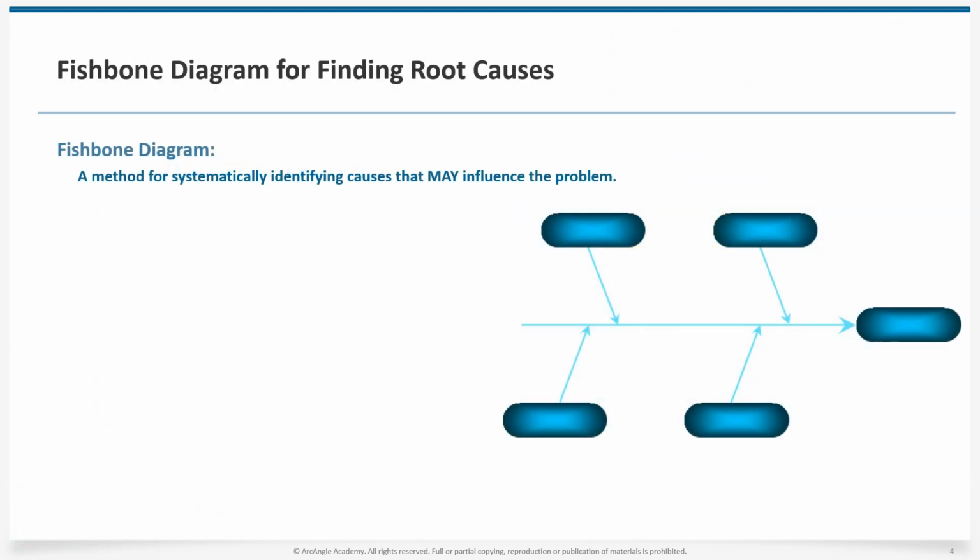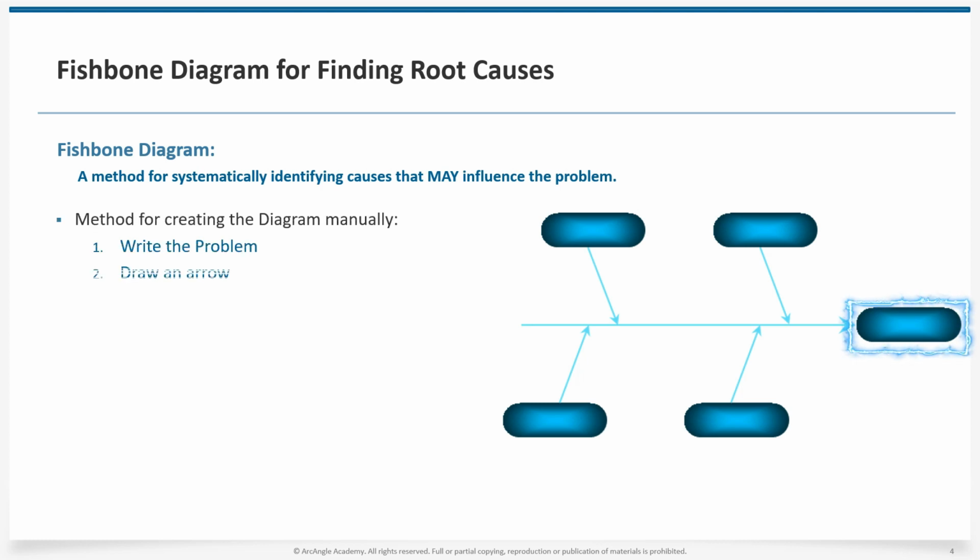Creating a fishbone diagram to find root causes involves following a step-by-step roadmap. Let's consider an example from a restaurant process. Step 1. Write the problem in the box on the right. In our case, the problem is low customer satisfaction ratings.